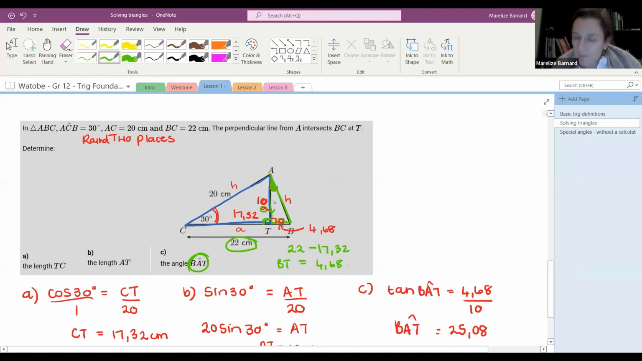Ma'am, we said that we have a right angle at ATB. Do we need to put a reason for that, or do we just write it? Not when you're doing trigonometry like this, you don't have to. If you were doing geometry, you have to put reasons.